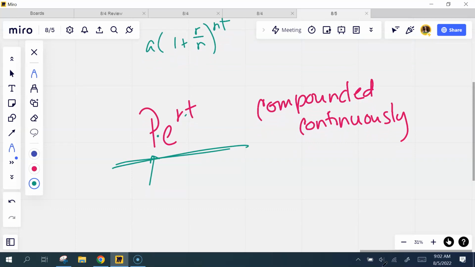Yeah, but you don't have to worry about that one. Your P is your initial amount or the amount you take to the bank and you deposit. R is your interest rate as a decimal. And T is, of course, what? Time.